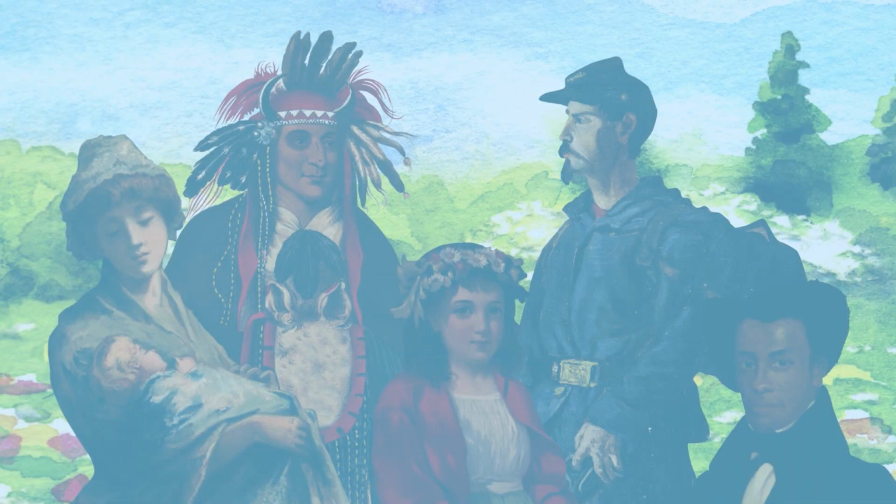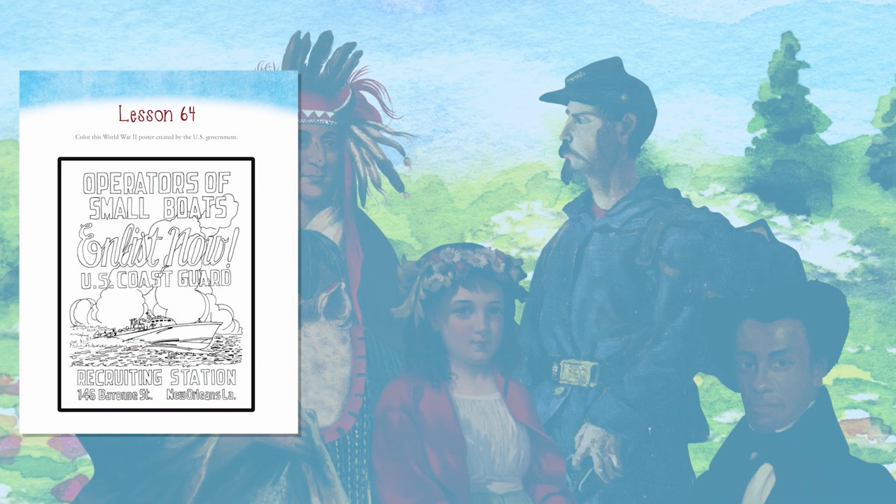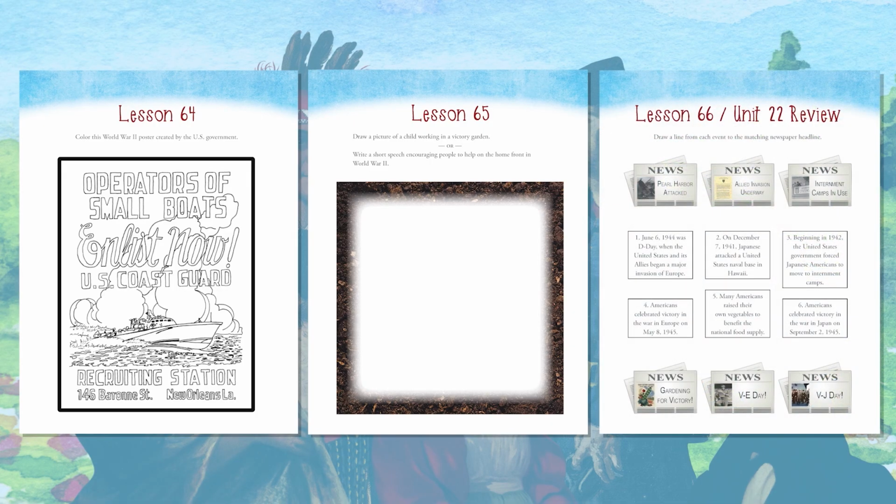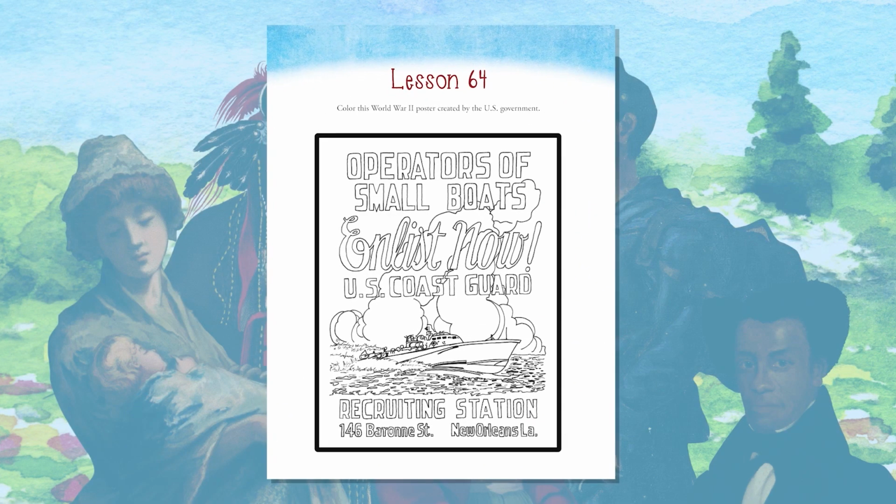For each weekly unit, the student workbook includes one coloring page related to a lesson, one assignment where the student can either draw or write something related to a lesson, and one review page about key ideas from the unit. Today, the student colors a poster that the U.S. government created during World War II.